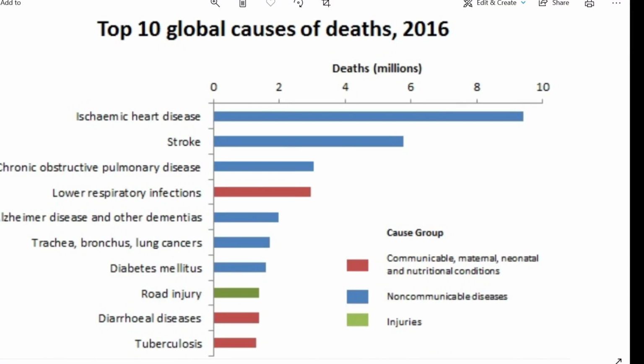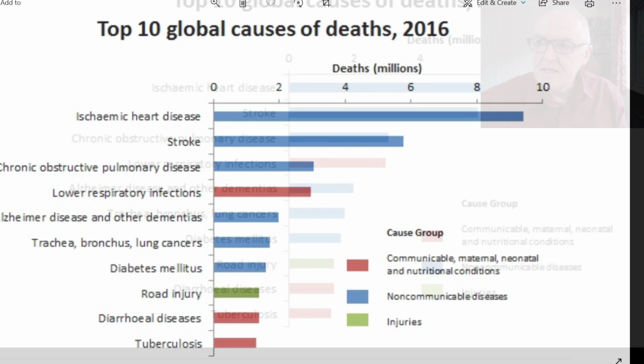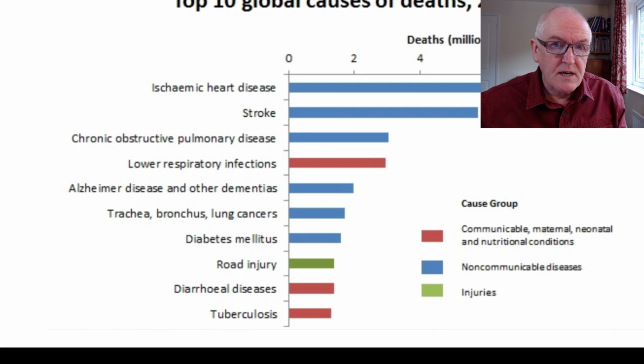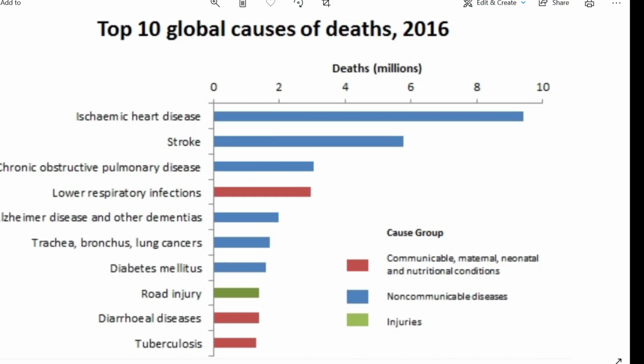What is it in the world that's killing people before we look at COVID specifically, and just how big a problem COVID is compared to everything else? Now, this is the 10 global causes of death in 2016, for which full data is available. So it's good to see that.